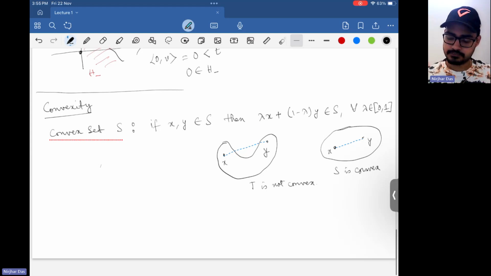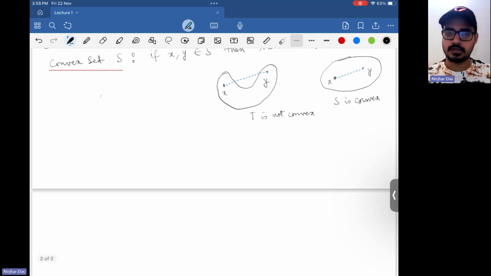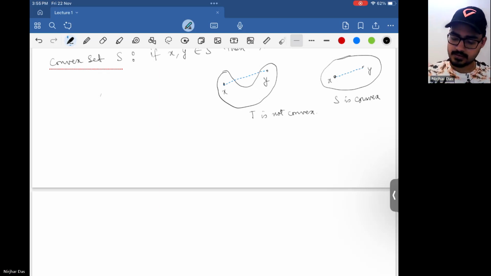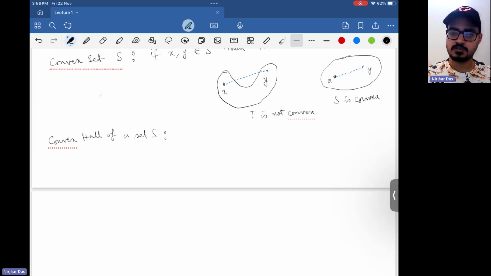Next, we have this concept. I give you a set, and the set is not convex. Then can you include some more points in the set and make this set convex somehow? This is called the convex hull of a set. The convex hull of a set S is basically the smallest convex set that contains S.